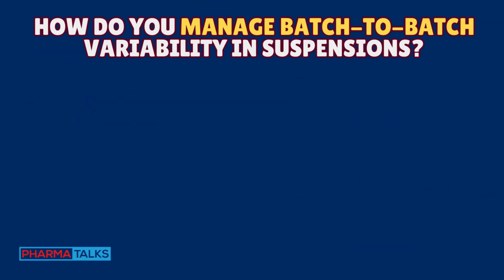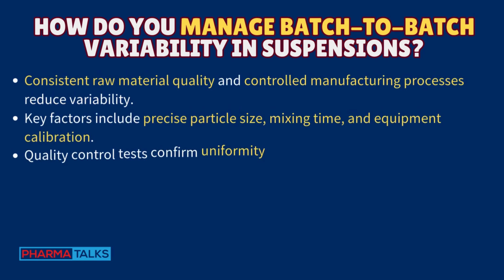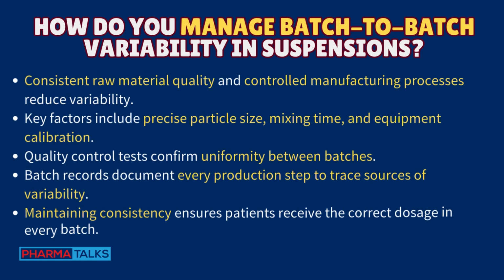How do you manage batch-to-batch variability in suspensions? Consistent raw material quality and controlled manufacturing processes reduce variability. Key factors include precise particle size, mixing time, and equipment calibration. Quality control tests confirm uniformity between batches. Batch records document every production step to trace sources of variability. Maintaining consistency ensures patients receive the correct dosage in every batch.